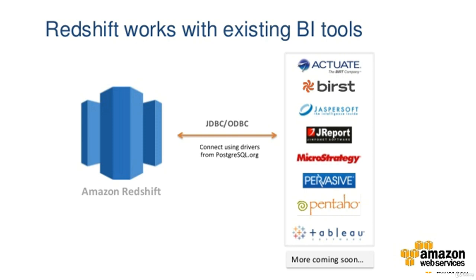Redshift works with existing business intelligence tools. The tools could be Actuate, Birst, Jaspersoft, JReport, MicroStrategy, Pervasive, Tableau, and more. They can interact with Amazon Redshift using JDBC or ODBC bridge, ODBC or JDBC drivers for languages like Java, C, and others. Connect using drivers from PostgreSQL and other things.